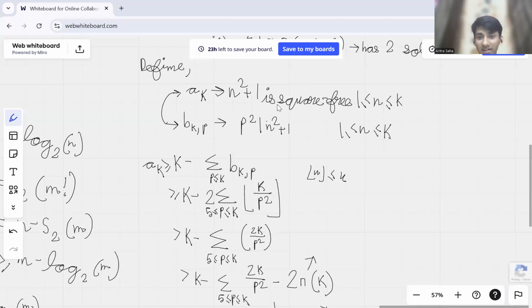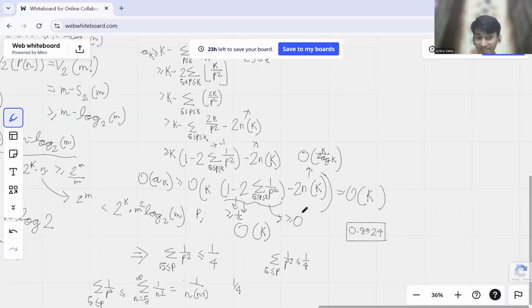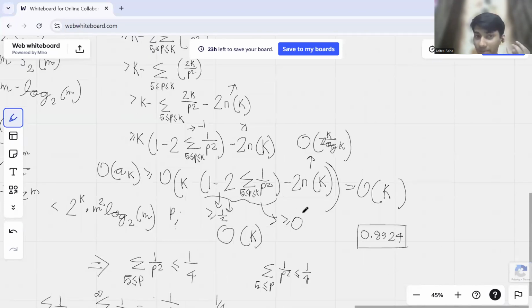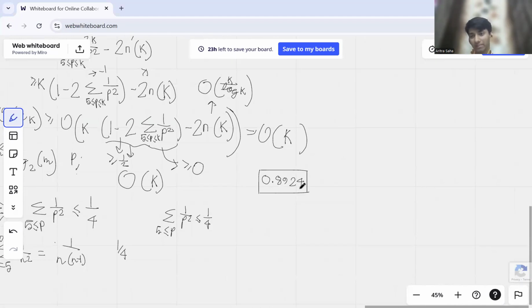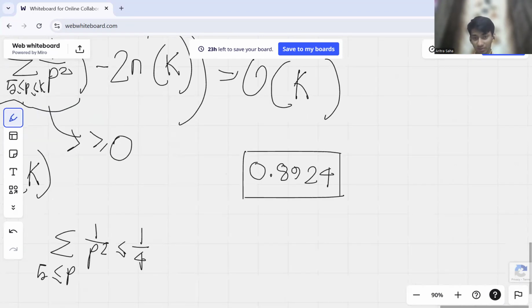So what was 0.894? Yeah, that was the density. We wanted to prove this has positive density basically. AK has a positive density over K. We wanted to prove that if there are infinitely many solutions, the density should be positive. Not should be positive. If we show it is positive, then we are done. But the density is actually 0.8924. That's what I'm trying to say. That it's actually not only positive, it's huge. So if you check every n, with the probability of 0.8924, n square plus 1 will be square free.